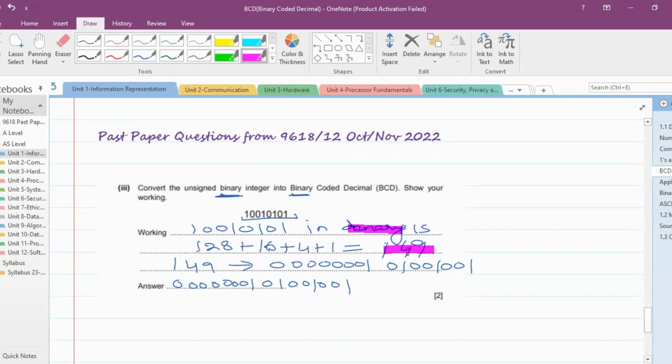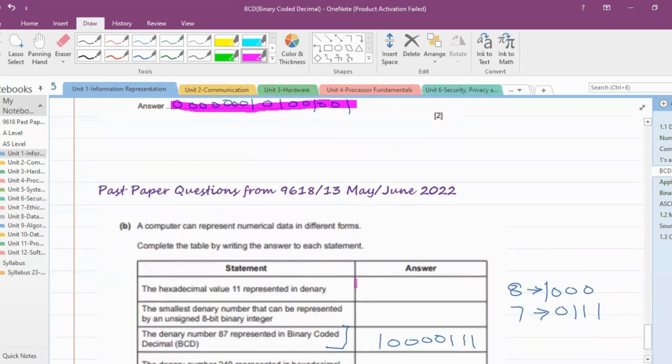Now we'll figure out the equivalent BCD for 149. How? We'll look for the equivalent code for 1, for 4, and for 9. The code for 1 is 0001, for 4 it is 0100, and for 9 it is 1001. So one byte will hold 49, another byte will hold 1, and the rest of the bits will be filled with zeros. So the final answer is this. Right? Easy.